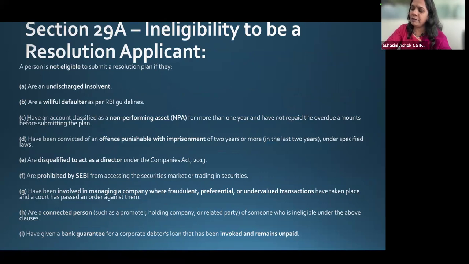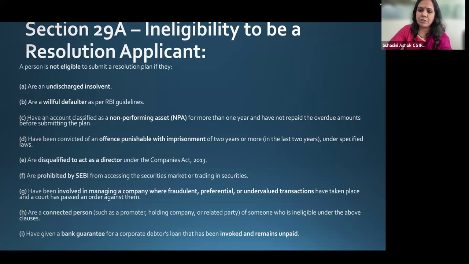There are processes under IBC through which the stressed asset will be resolved. One is through the CIRP process, or liquidation, or pre-pack, or fresh start process. So across all these, section 29A is applicable. In CIRP, an expression of interest will be issued by the resolution professional, and the persons who submit the expression of interest should not attract any ineligibility under section 29A. And the responsibility is on the RP to do the due diligence of the prospective resolution applicants.